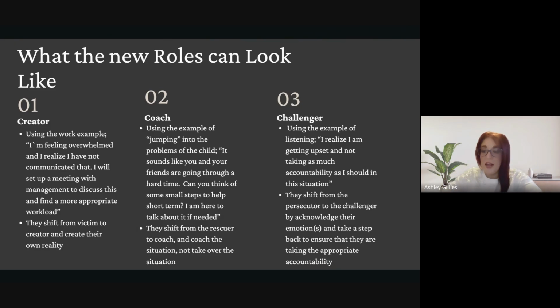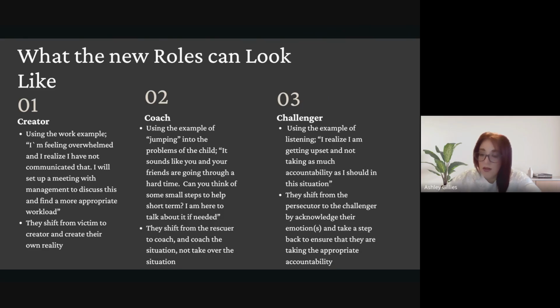Okay, so the creator. I did put them here. If we use the work example, right? Like, oh, my boss is just giving me too much work. He's just using me. He's taking advantage of me. I'm feeling overwhelmed and I realize I have not communicated that. I will set up a meeting with management to discuss this and find a more appropriate workload. That is what it looks like when you're the creator, not the victim.